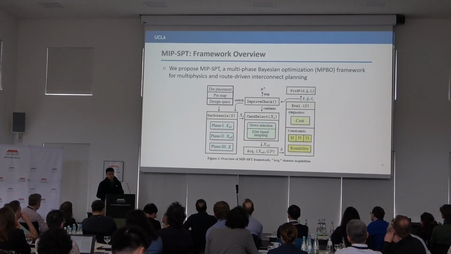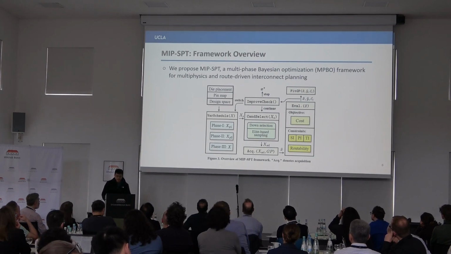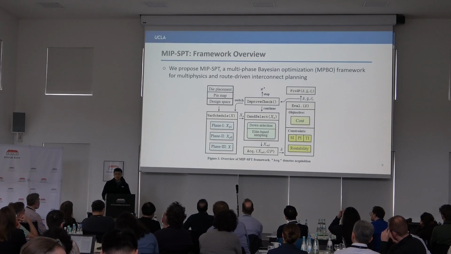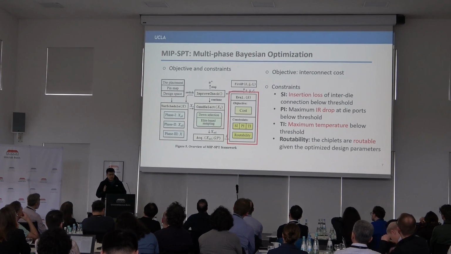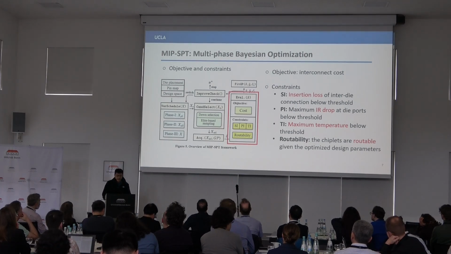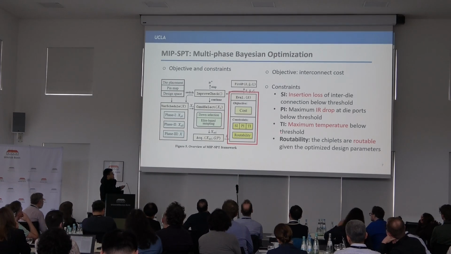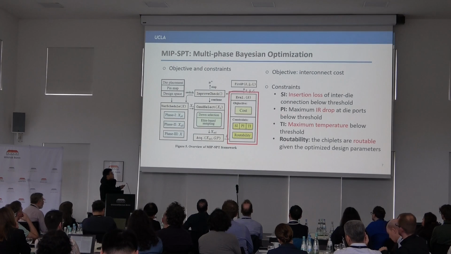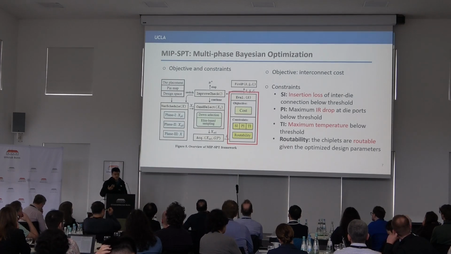Okay, so here is our framework for optimizing the interconnects. It is called MIP-SPT, and we actually use a multi-phase Bayesian optimization framework. Let's go to the details. Considering an optimization problem, we first look at the objective and constraints. Our objective is to minimize the cost of interconnect manufacturing. And the constraints include SI, PI, and TI. We consider the insertion loss, the maximum IR drop, as well as the maximum temperature. Also, we want to make sure that the chiplets are routable, so we will not occupy too much routing resources.